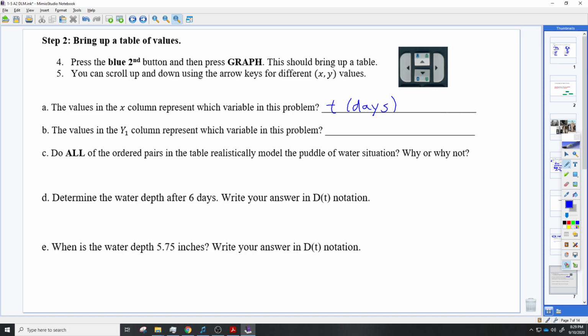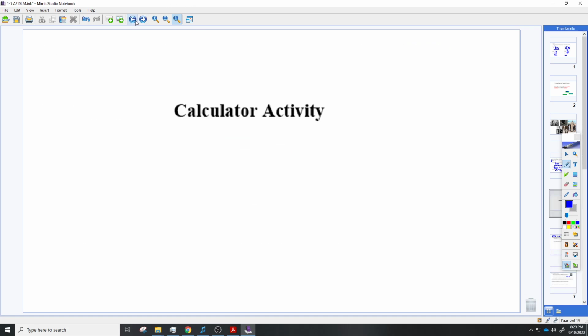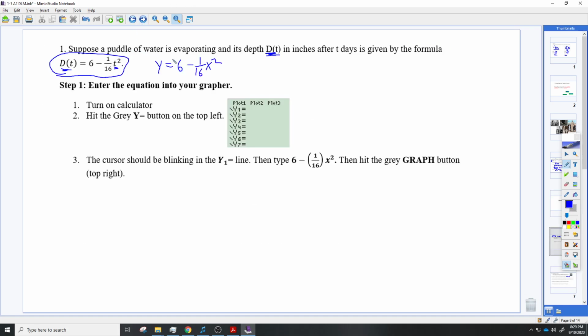So what do we have happening for this problem? We have a puddle of water, and over time it's evaporating. So we have this, however deep it is at some point, we're measuring the depth of the water, and over so many days it's going down. So obviously the water is evaporating, so the amount of water in the puddle or the hole or whatever is going down.